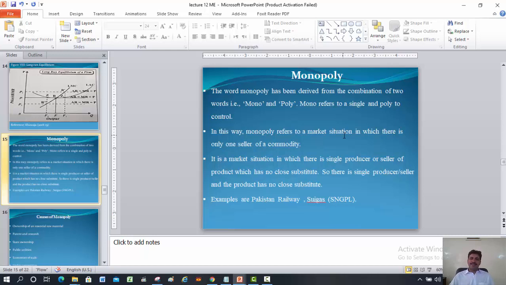So there is a single seller or producer of a product in case of monopoly. Monopoly refers to a market situation in which there is only one seller of a commodity which has no close substitute. So there is a single producer or seller and the product has no close substitute.